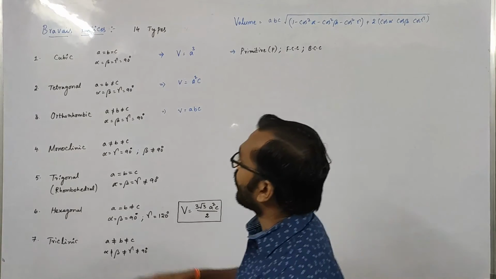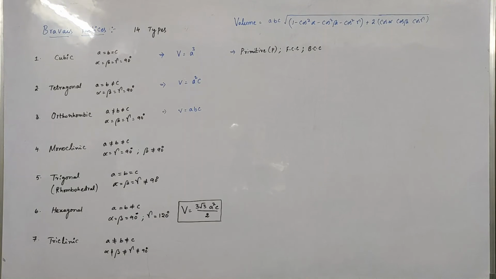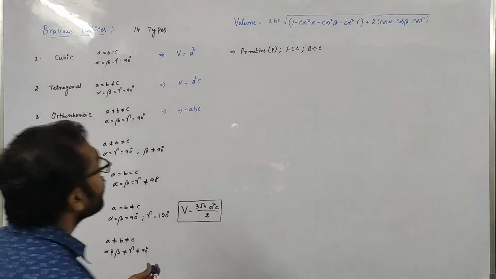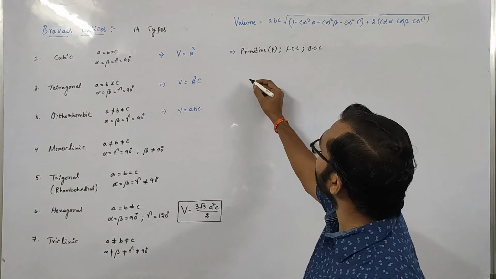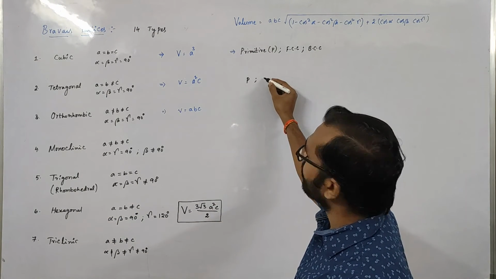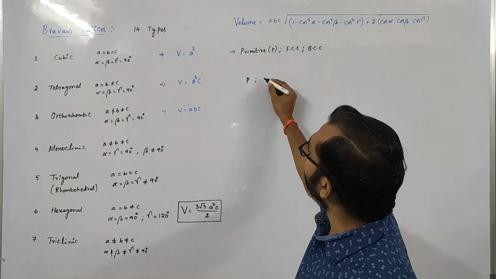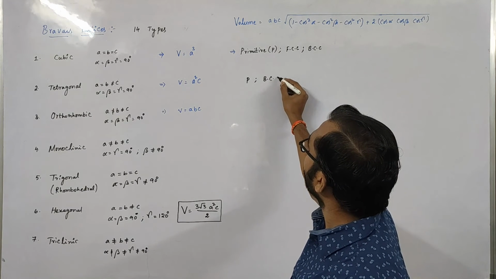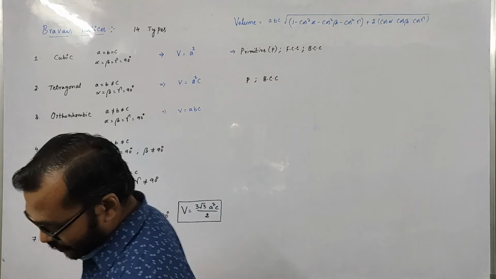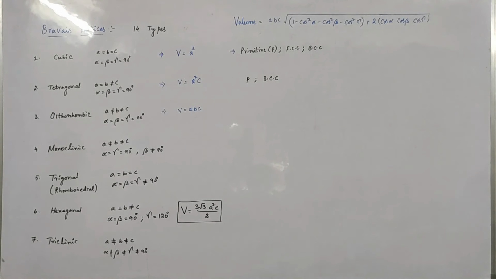Now coming to tetragonal. For tetragonal, primitive form and body centered cubic. These are the two possibilities. For orthorhombic, simple, that means primitive, body centered cubic, face centered cubic, and end centered cubic. All are possible for orthorhombic.